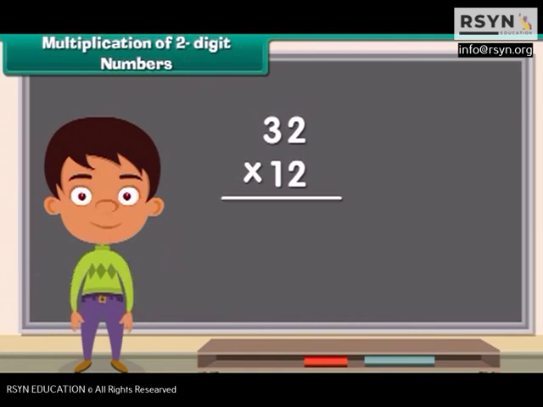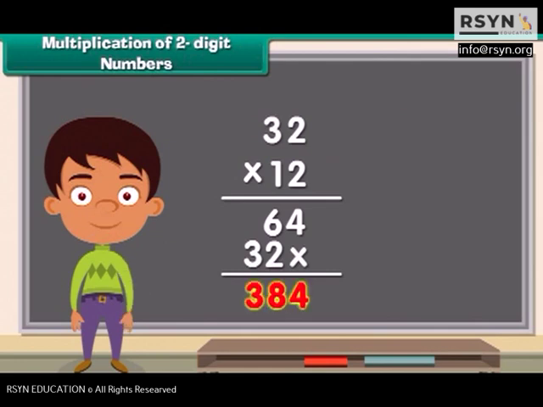1. Multiply 2 by 2 to get 4. Write 4 below the line at the 1's place. 2. Then multiply 3 by 2. Answer is 6. Place 6 below the line at the 10's place. 3. Mark a cross below 4. 4. Multiply 2 by 1. Place the 2 below 6. Multiply 3 by 1. Place the 3 to the left of 2. Now add these two numbers. The answer is 384.